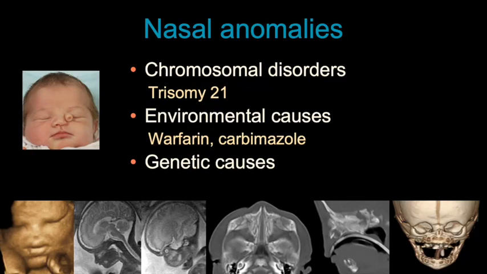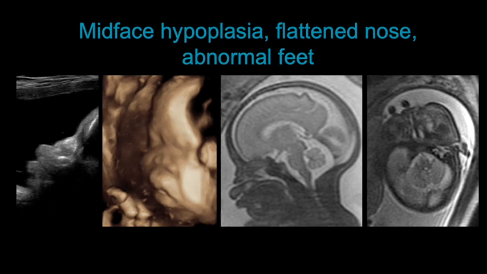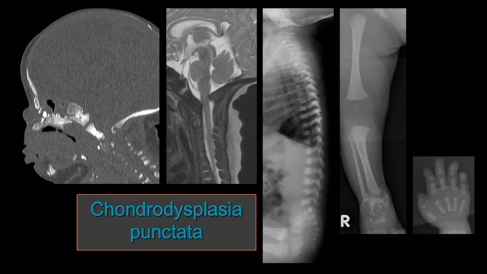So let's look at some of these. This is an example of complete absence of the nose and nasal cavity with microphthalmia. And in this patient, there is pronounced mid-face hypoplasia. The nose is flattened. This patient also had abnormal feet. And postnatally, look at these stippled epiphyses, which are typical of chondrodysplasia punctata, also a cause of craniofacial anomaly.